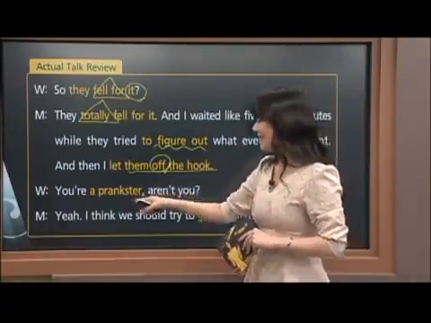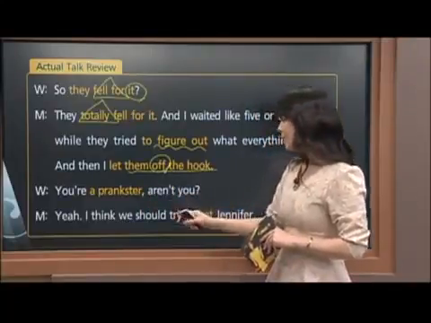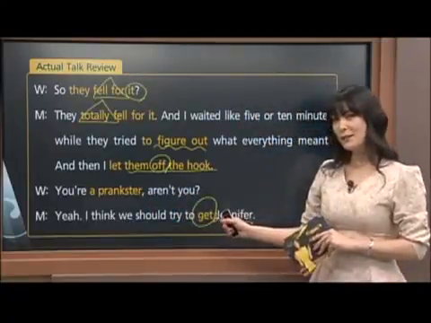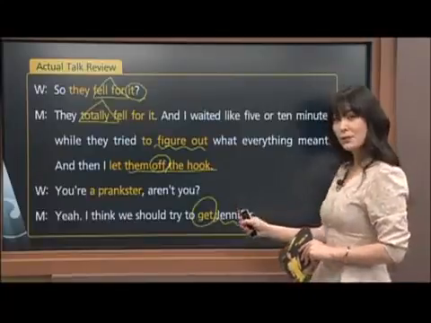Now, Rachel says, you're a prankster, aren't you? You like to play jokes on people. And he says, I think we should try to get Jennifer. In this case, the "get" means what? Not to purchase, not to make their own, but it means to trick Jennifer.